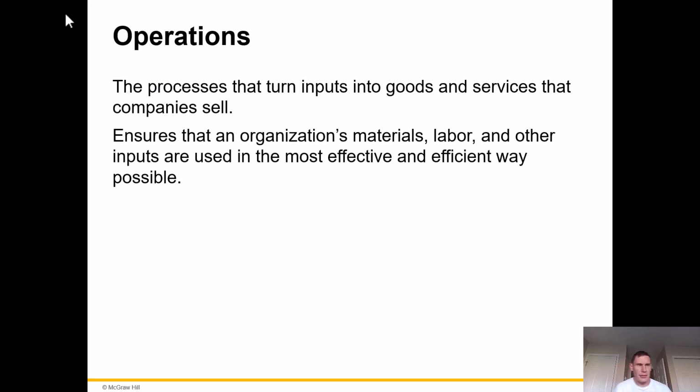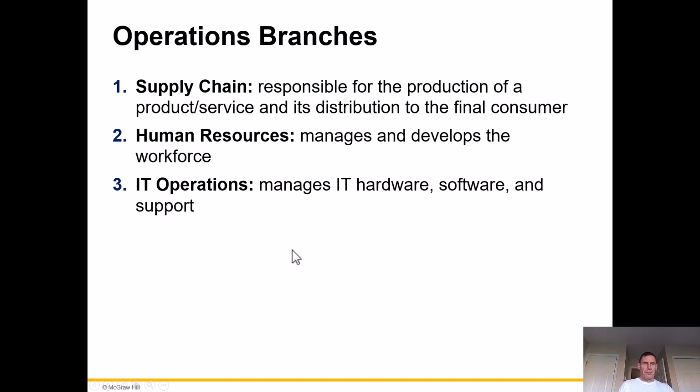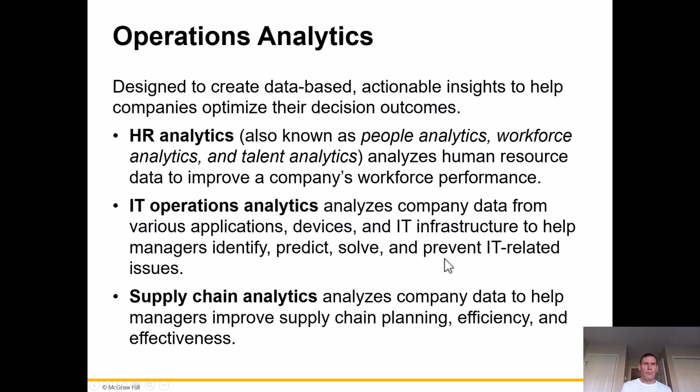So we could define operations as the processes that turn inputs into goods and services that companies sell. It ensures that an organization's materials, labor, and other inputs are used in the most effective and efficient way possible. So, branches of operations. First is the supply chain. So, the supply chain is responsible for the production of a product and service and its distribution to the final consumer. Human resources manages and develops the workforce, and IT operations manages IT hardware, software, and support.